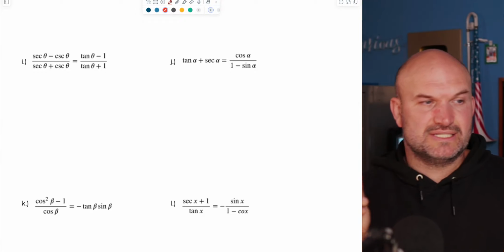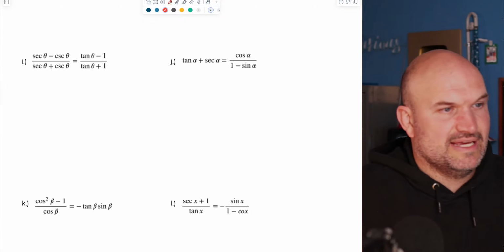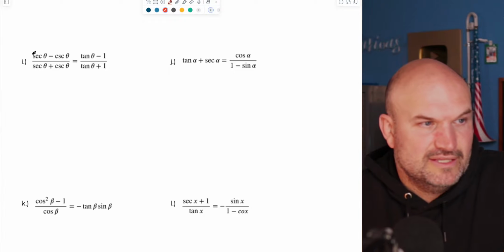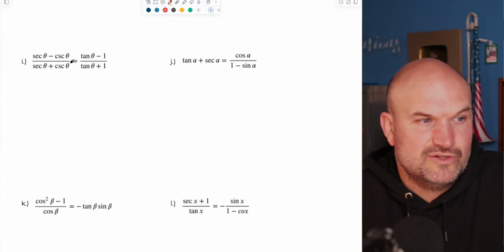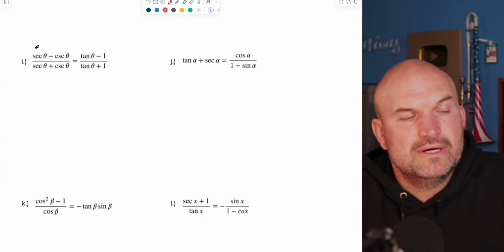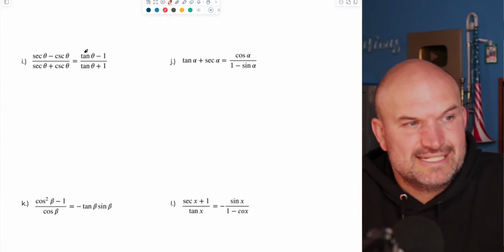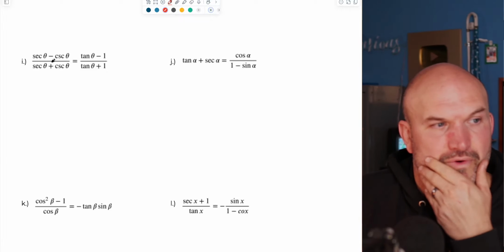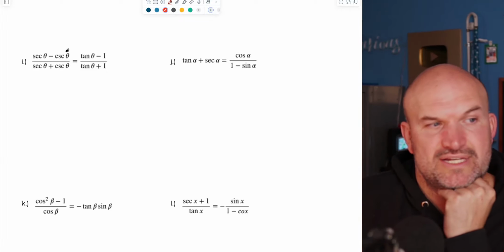So there's a couple things I'm thinking about here. This has a lot of functions. This one does not. This one has secant and cosecant, secant and cosecant, but it's the same thing over and over again. So how can I create something? I don't want to add these, right? Because that secant is 1 over cosine. This is 1 over sine.